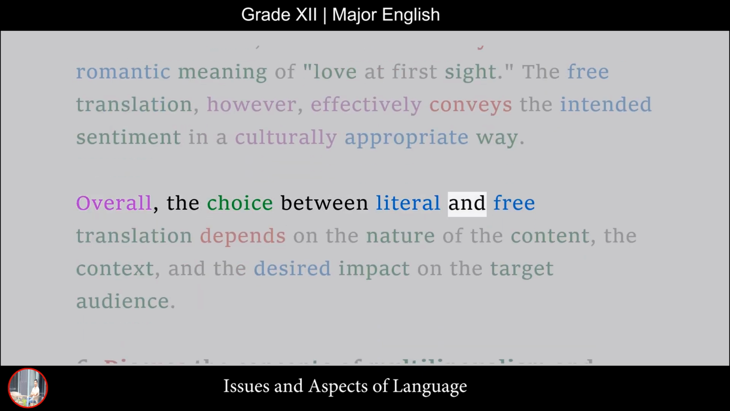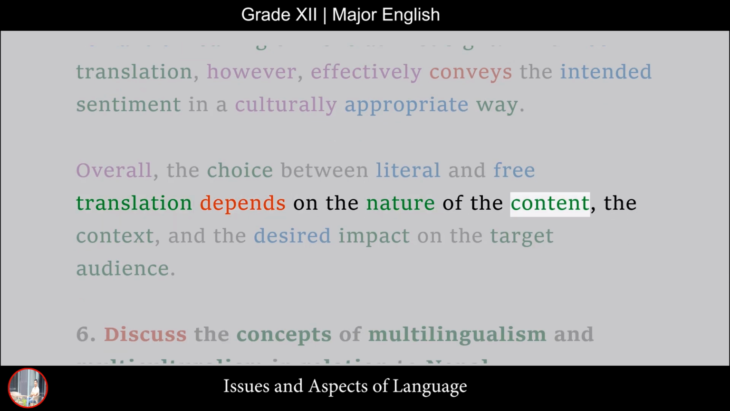Overall, the choice between literal and free translation depends on the nature of the content, the context, and the desired impact on the target audience.